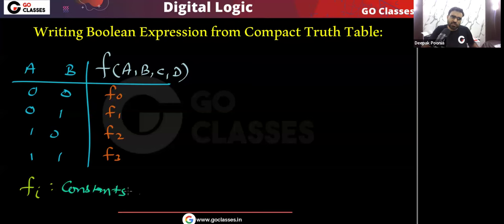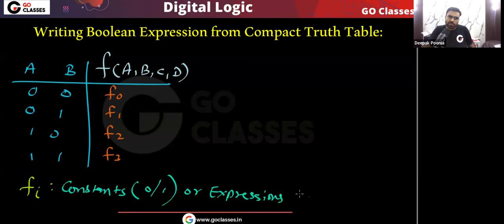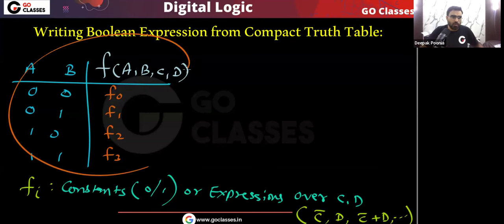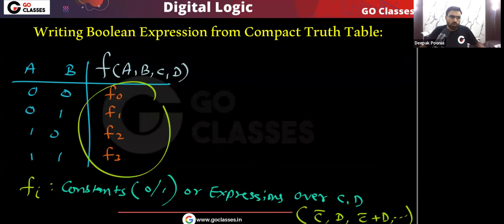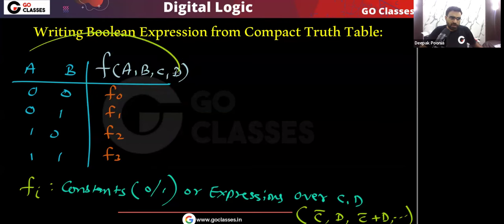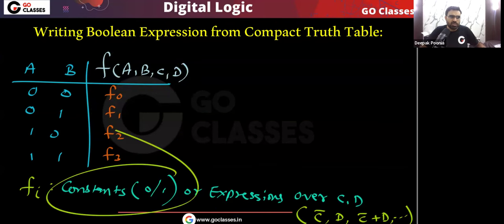Now please understand that all these fi can be constants, for example 0 or 1, or they can be expressions over c comma d, for example c bar, for example d, for example c bar or d, something like that. I hope you understood the point. Remember, this is a compact truth table, and the function f depends on four variables a, b, c, d. We are only writing a, b on the LHS. So the output column of this compact truth table will have expressions over c comma d, or constants 0 and 1.